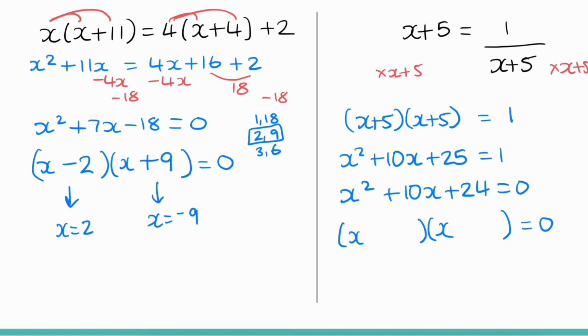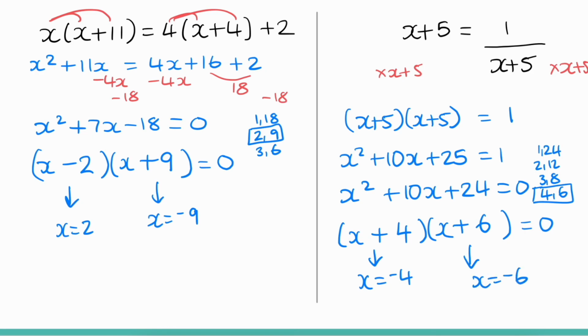And I'm looking for numbers that multiply to make 24. So that's 1 and 24, 2 and 12, 3 doesn't go. Sorry, 3 and 8, and 4 and 6. And I want them to add together to make 10. So it's going to be the 4 and the 6 there. So 4 and 6. And in this one, it's going to be two positives because they're timesing to make positive and adding to make a positive. So x is equal to minus 4 or x is equal to minus 6.